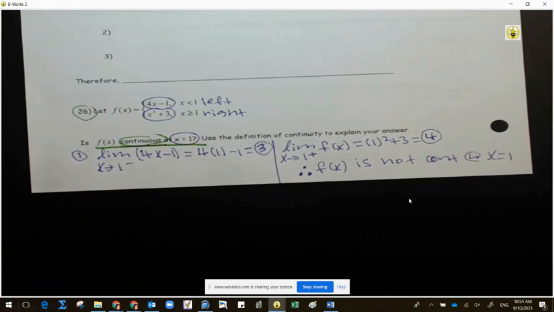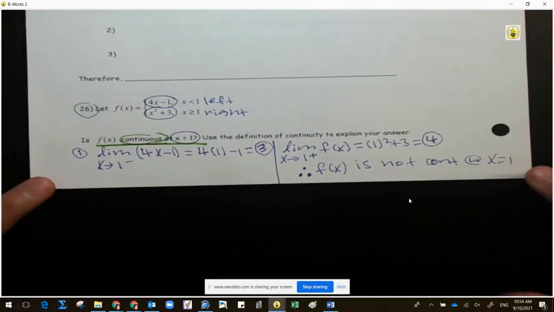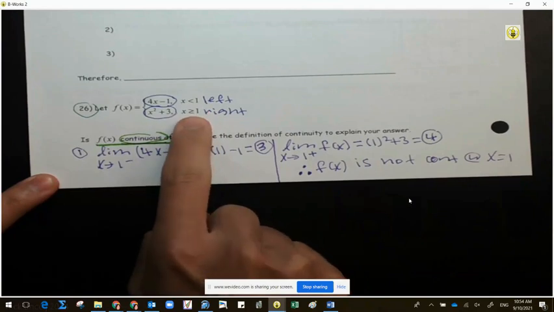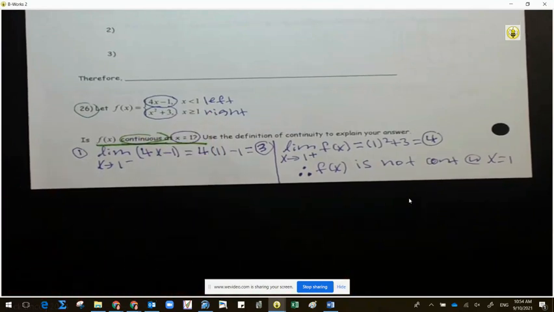All right. Yes, question. How do you determine which one was left and right? When it's less than, it's left. When it's greater than, it's to the right. And equal to is for the purpose of the point that we'll talk about on the top.